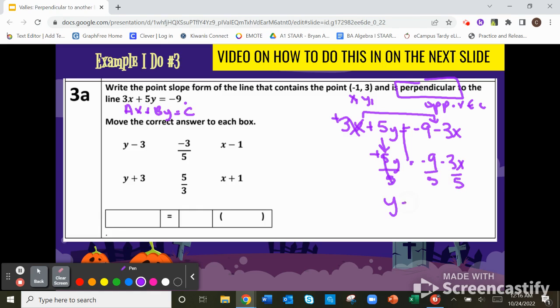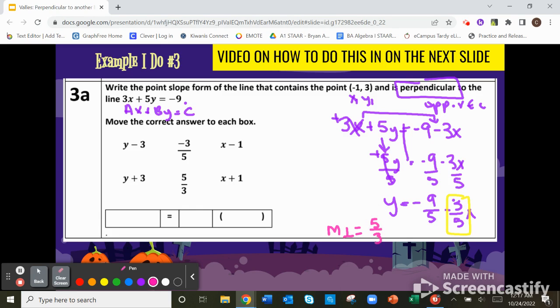Right, so y = -9/5 minus 3/5x. Okay, so now my slope for this one will be -3/5. But again, remember, because we are looking for the perpendicular line, I need to find my reciprocal, or my perpendicular slope. So if my slope here is -3/5, the opposite of a negative is a positive, and then I have to flip that. So it's 5/3.